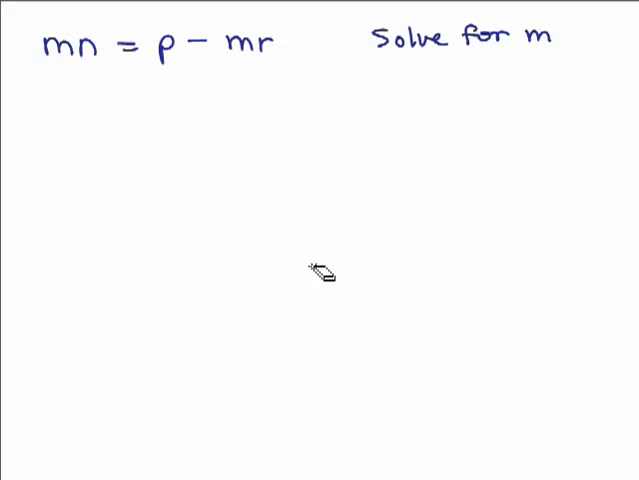Here's another problem. Mn equals P minus Mr, and we're going to solve for M. All right, so again, notice we have the variable M in two different terms in the problem. So what I need is to sort of do the combining of like terms, but they have to be on the same side of the equation first. So these two terms, the Mn and the negative Mr, need to be on the same side of the equation. So let's add Mr to both sides. All right, so I have Mn, I'm going to add Mr to both sides. Well, when I add it on the right-hand side, I'll be left only with P.